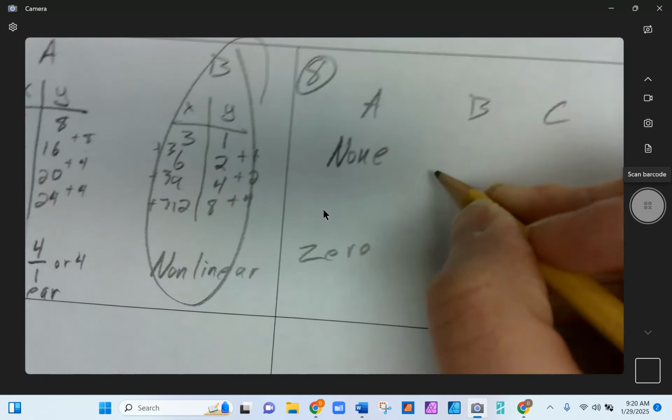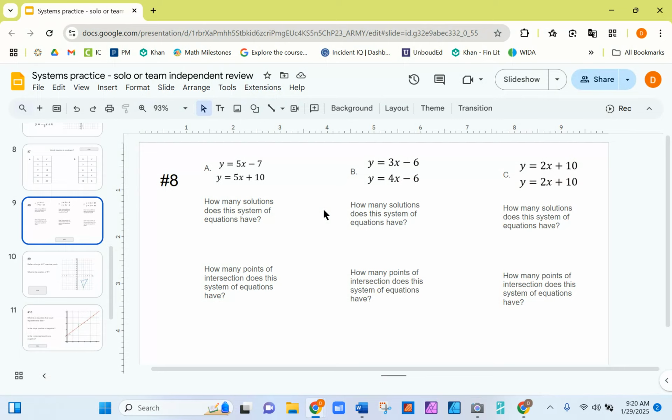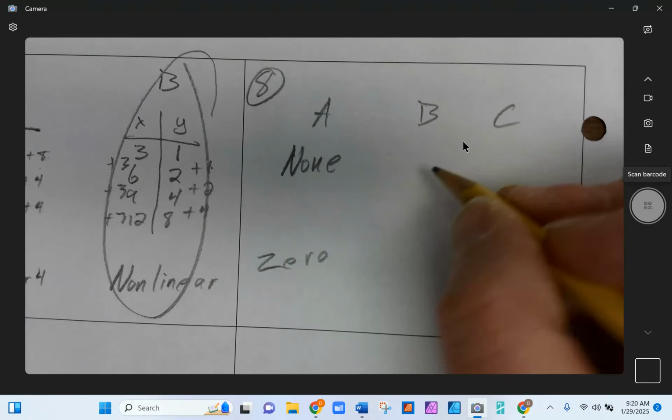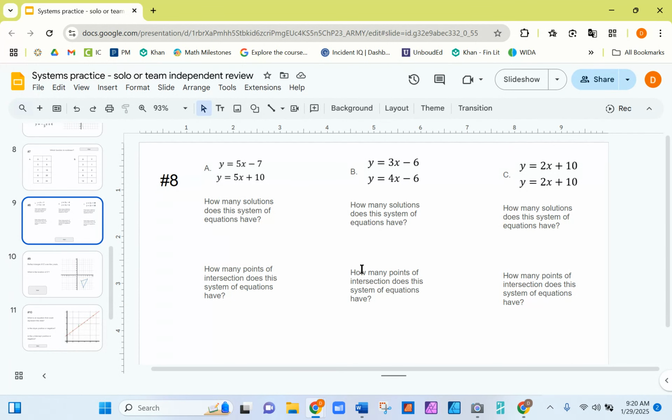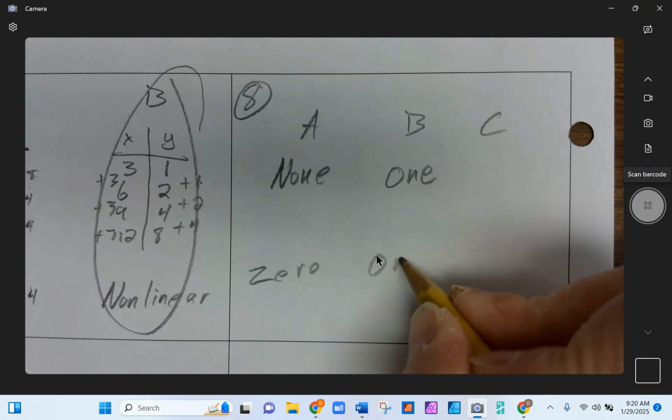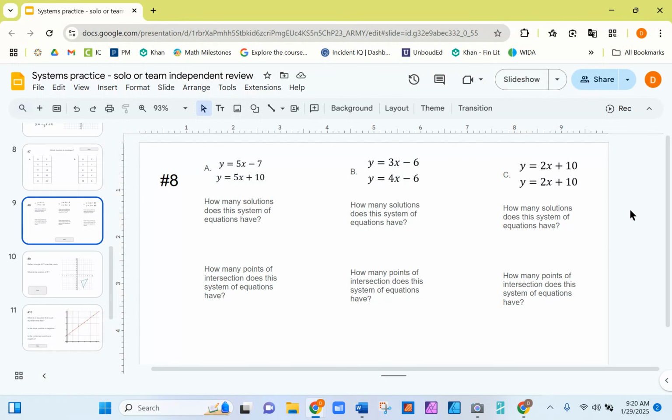Okay. And then for B, we have different slopes and the same y-intercept. All I care about is the different slopes, right? If I have different slopes, I know that these are going to cross once. So how many solutions does this have? 1 for B. And then how many points of intersection does it have? Just 1.